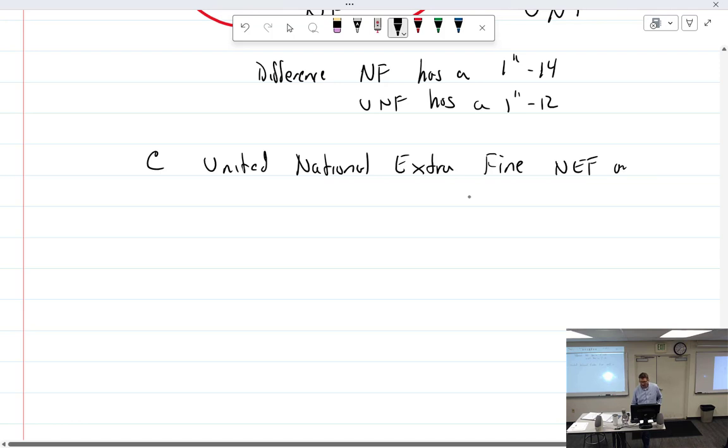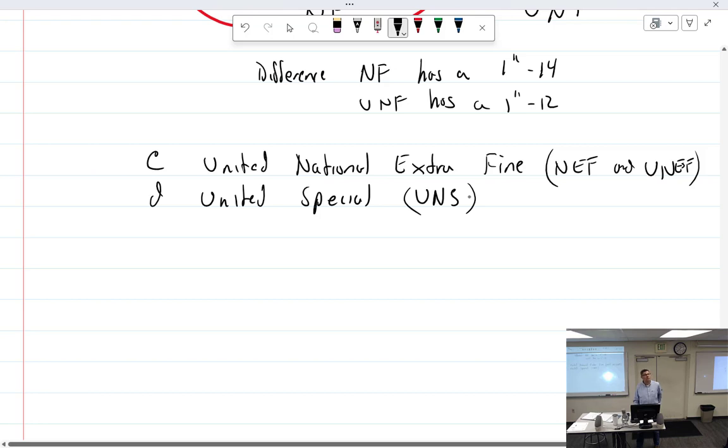NEF and UNEF. UNEF. And United Special. We're not going to see any of those in class? Nope. UNS. What would those be used for? Don't even know. Don't know where they came from. Never saw one. United. Occasionally you get into something that may have a component that has special bolts and stuff in it. You should have been taken apart to begin with.